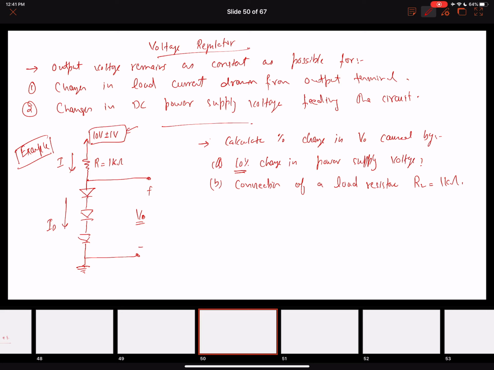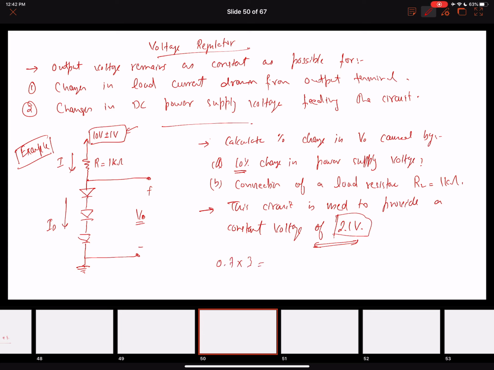All right, the first important thing that is probably given in the question as well is that this circuit is used to provide a constant voltage of 2.1 volts. So this circuit is being used as a voltage regulator to provide a constant 2.1 volts. Even if this is not given in the question, you can easily find this out by assuming a potential drop across every diode to be 0.7. We have 3 diodes, so the total potential drop across all the diodes is going to be 2.1 volts.